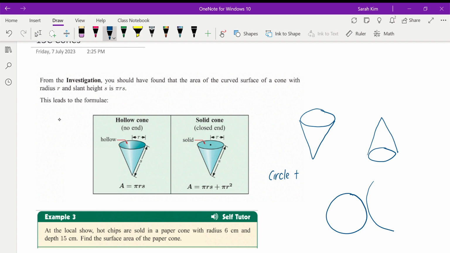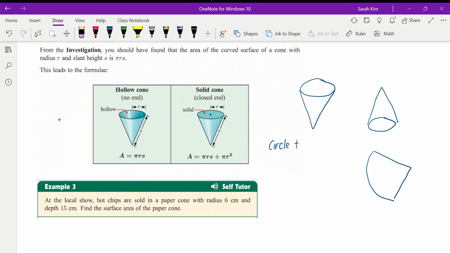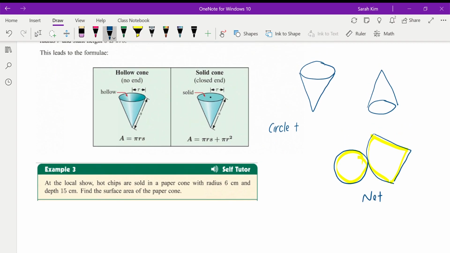It's something that kind of looks like a sector. Okay, so they're kind of linked together. I should really draw it so it's connected. So that's the net. Okay, so you obviously can see the circle and the sector part.